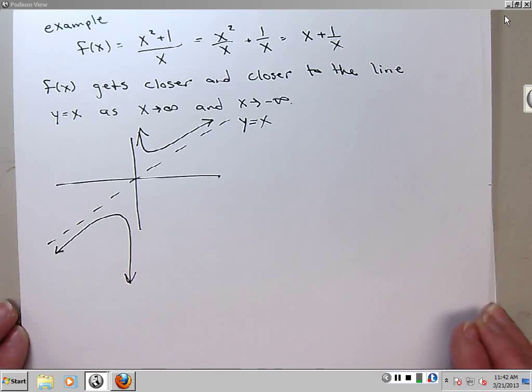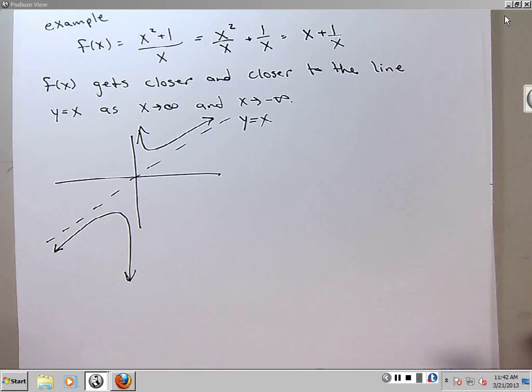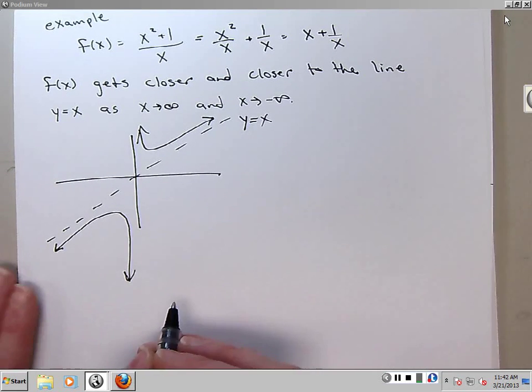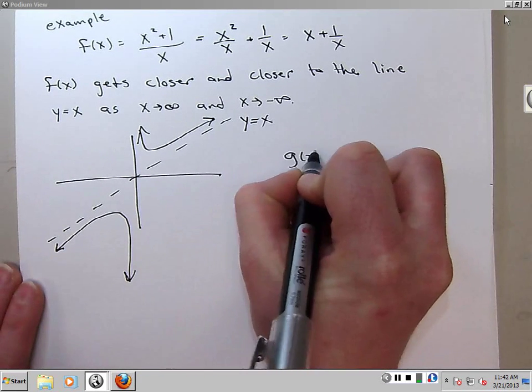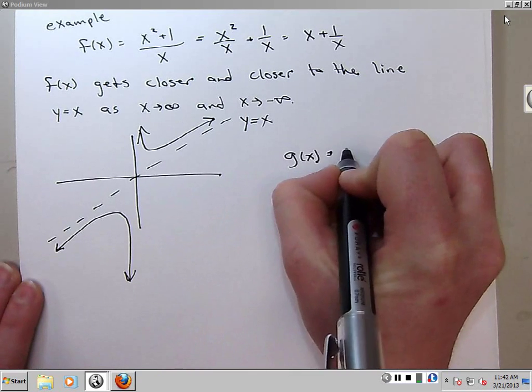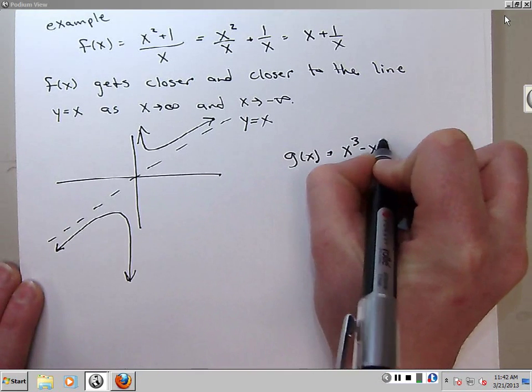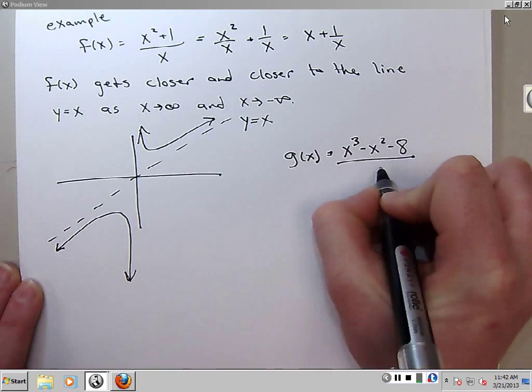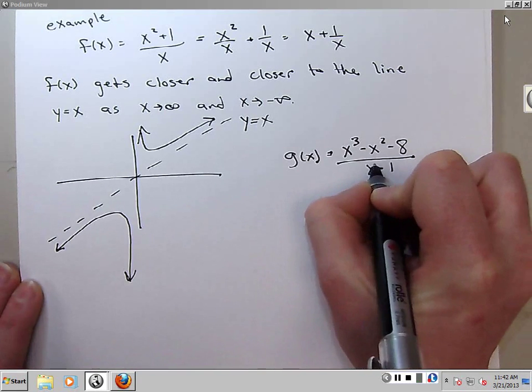You might have to end up doing long division to find any curvilinear asymptotes. So let's look at another function. Let's look at g of x, where g of x is x cubed minus x squared minus 8 over x minus 1.